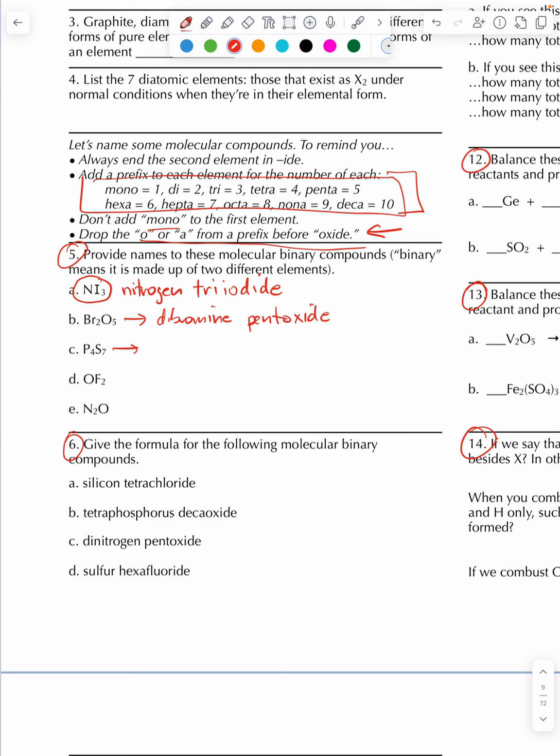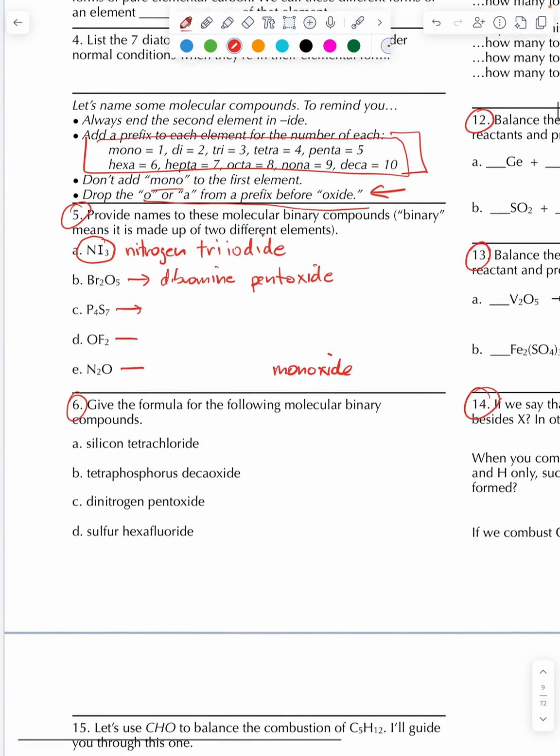That's going to be tetraphosphorus heptasulfide. That is oxygen, not monooxygen, but oxygen, not oxide. The first element, you don't say ide. Oxygen difluoride, dinitrogen monoxide, not monooxide. Okay, and we do write mono for the second elements. The first element, we don't write mono.